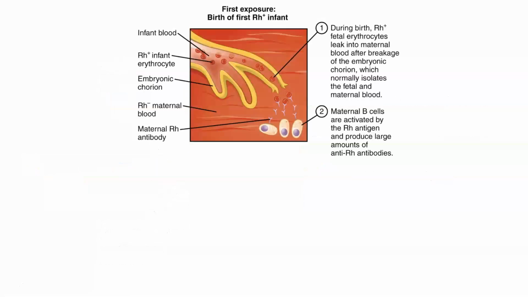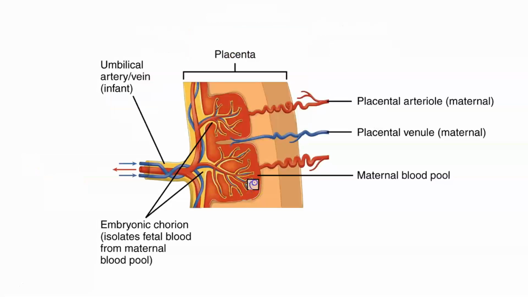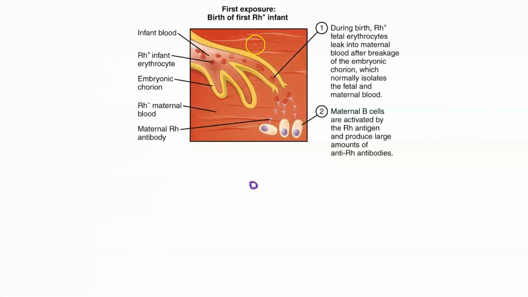Now consider if we were to look really close at one of these projections where the baby's blood vessels come into close contact with the maternal blood pool. This is the maternal blood right here, and this is the blood that's going to the baby. Imagine that the erythrocytes on the baby are Rh positive, so they have little Rh groups on them. Or, sorry, I keep doing this. We should just call these D, because that's the specific kind. Okay, so they have D antigens on them.